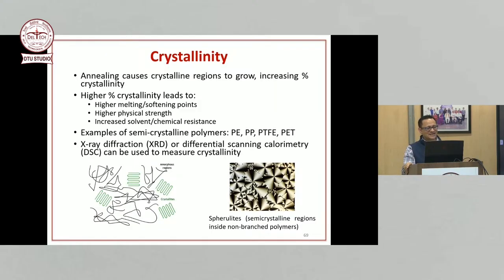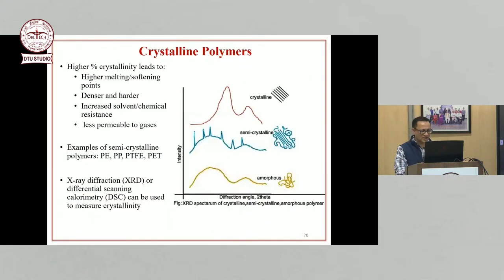Okay, X-ray diffraction and differential scanning calorimetry are used to measure the crystallinity of a polymer. Higher melting and softening points, we will talk about this very soon. This just shows what type of peaks you see in an XRD if it's a crystalline material, what's happening if it's semi-crystalline, and what's happening for amorphous. So you can use an XRD-type technique to measure if your material is amorphous, semi-crystalline, or more crystalline.